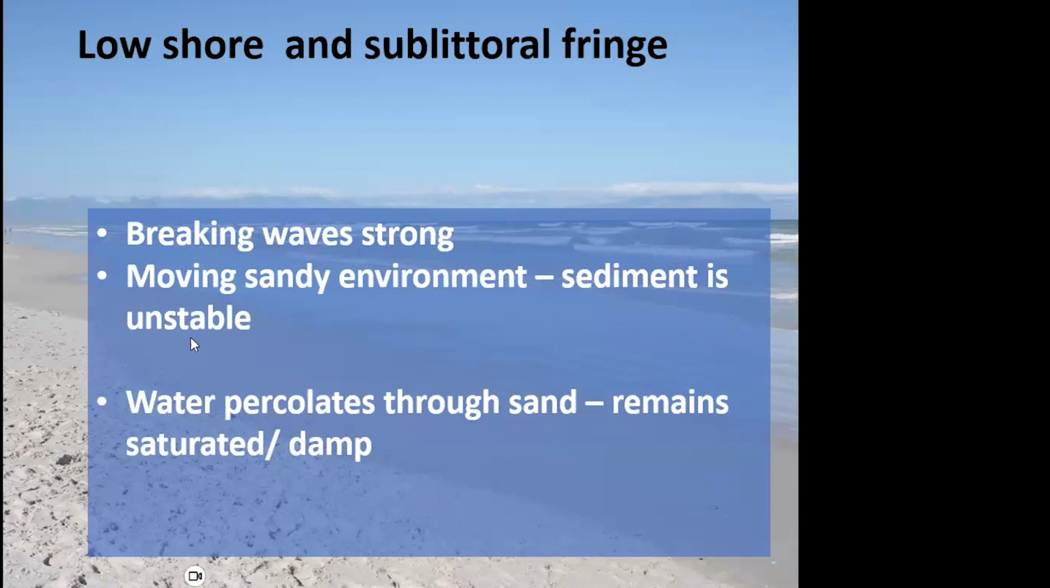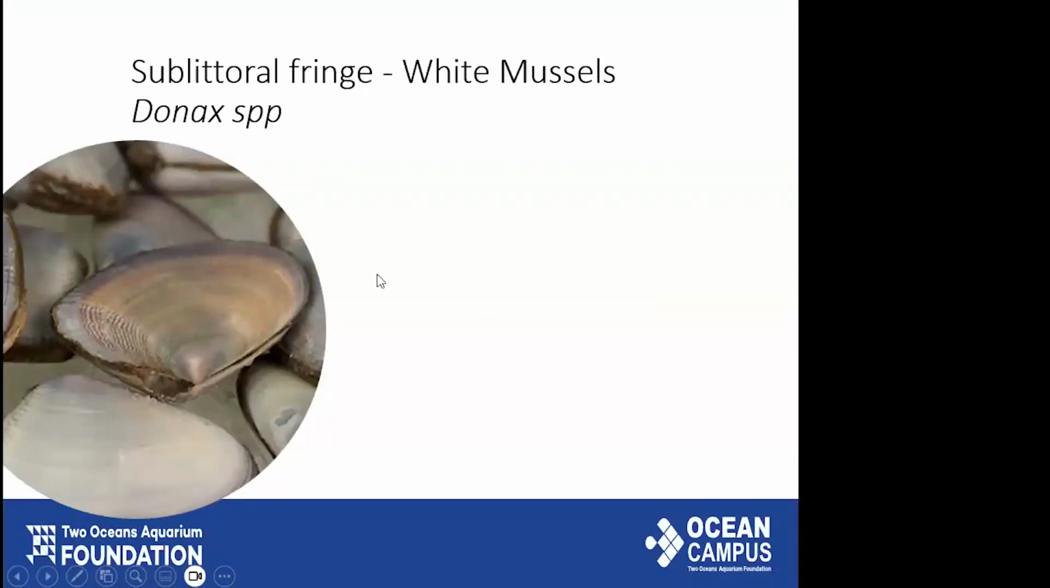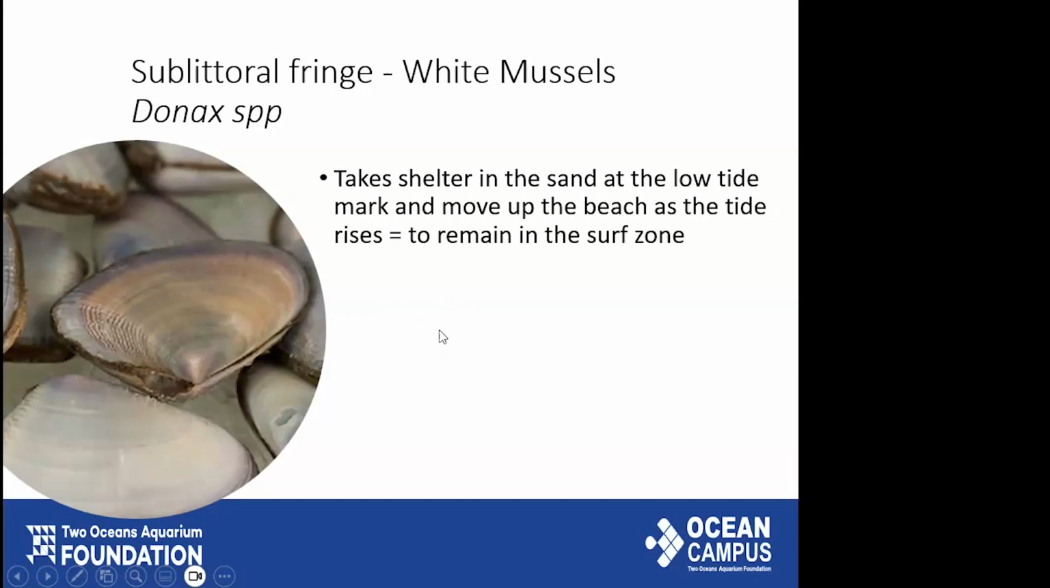So as with the mid-littoral zone, water also filters down through the sand, and it remains saturated, remains damp. And that's again important for animals that hide in the sand in this particular area. One such animal is your white mussels, your Donax species. They shelter in the sand at low tide mark, and they move up the beach as the tide rises. As it becomes high tide, they move up, but they usually try and remain in the surf zone, where the waves are breaking.